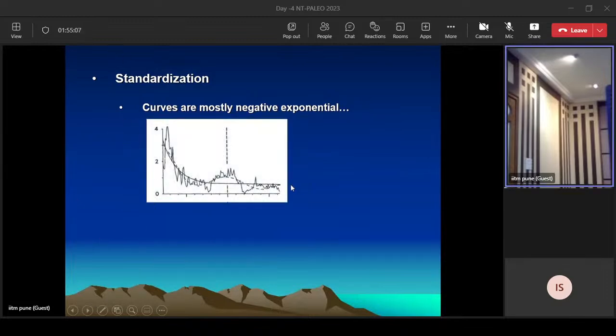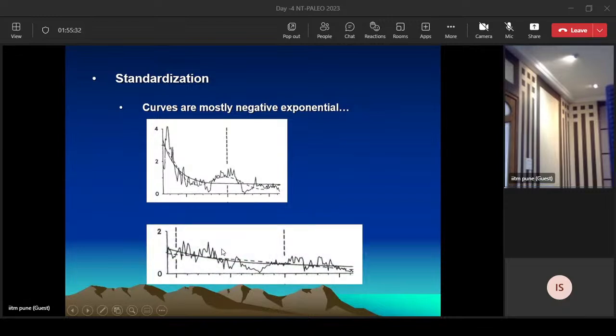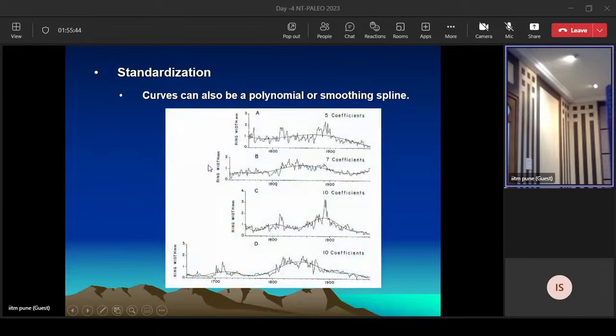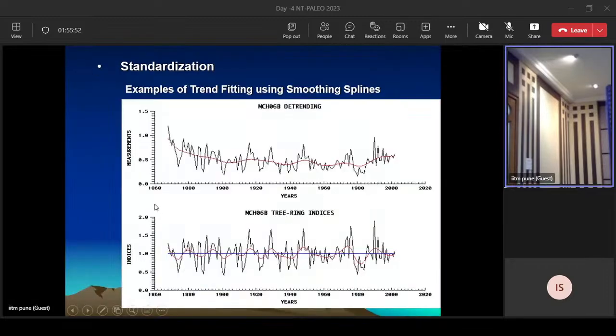In most cases, they show the negative exponential because of the biological effect. The growth rate in the early stage of growth is very fast, and then the growth rate reduces exponentially. That is called the biological effect, and it is removed by the negative exponential. This is another example. Then sometimes polynomials or smoothing splines are also useful. Okay. Now this is the example of detrending, and this is where we have the indexing.